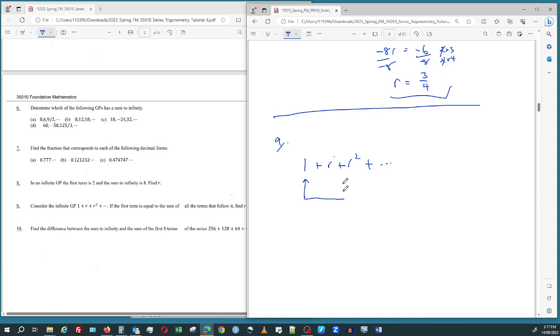So all the terms that follow it sum to what? 1. So that plus there is effectively adding 1 plus 1. We get a 1 plus a 1. So the sum to infinity for this particular GP is 2. Now, we know our equation is A1 over 1 minus R. So we can populate the values. 2 is equal to 1 over 1 minus R.